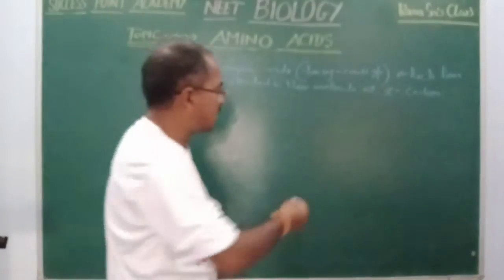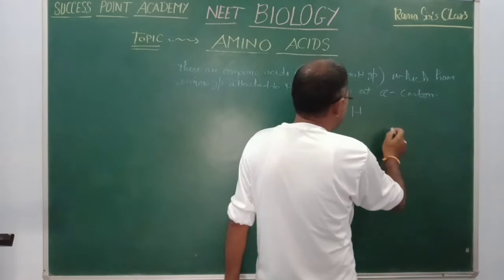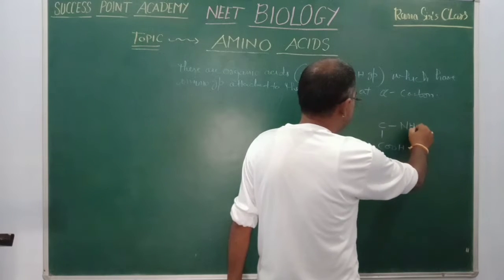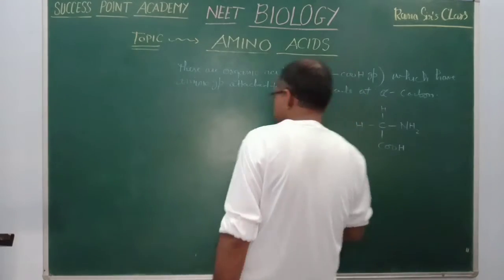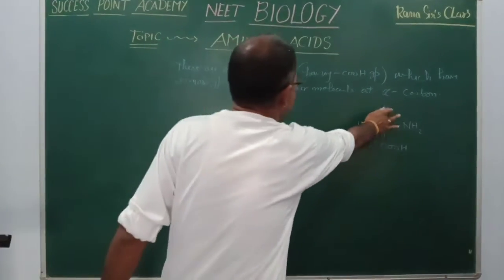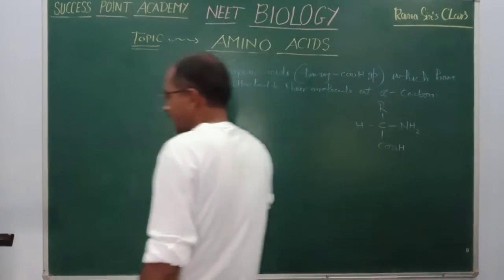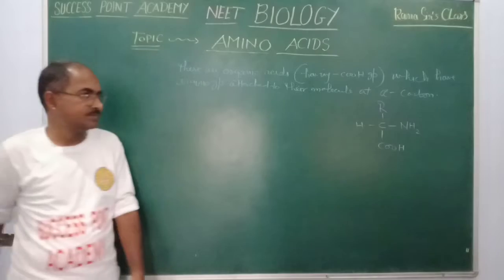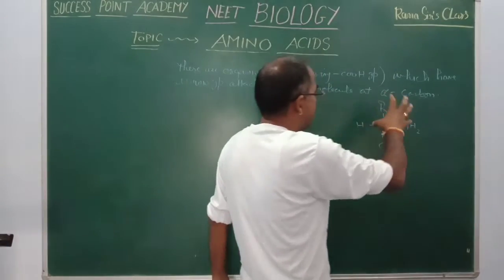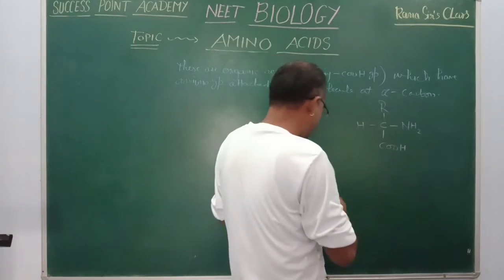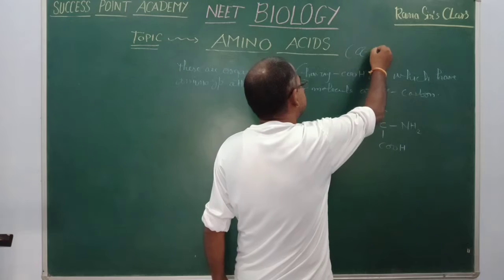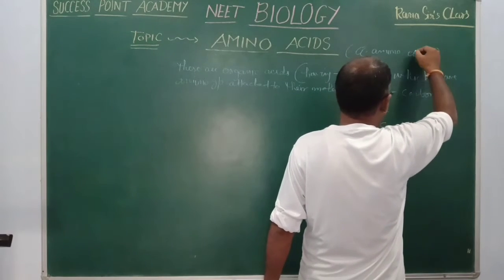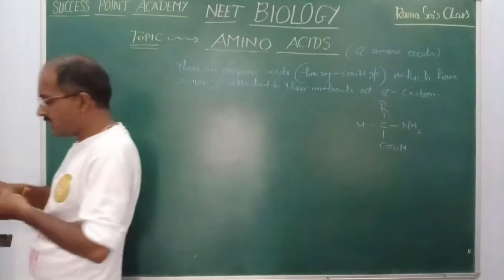The alpha carbon is the carbon which is next to the carboxylic acid group. So now we come to the structure. Structure will be like this. You will have COOH, and then we will have this carbon, and NH2 is attached here, and an alkyl group is here. So this is the general structure of an amino acid. Because NH2 is attached to the alpha carbon, they are also called alpha amino acids, whatever way you want to call it. So these are amino acids.